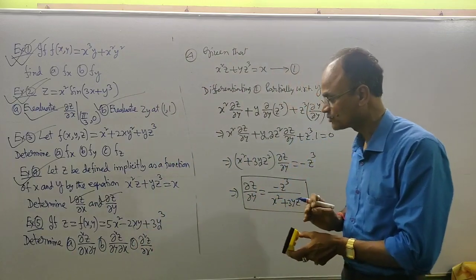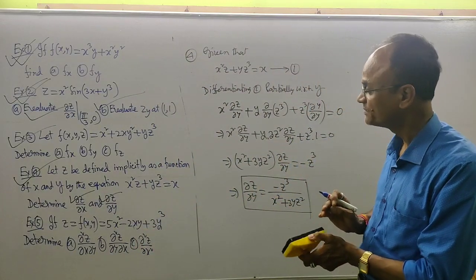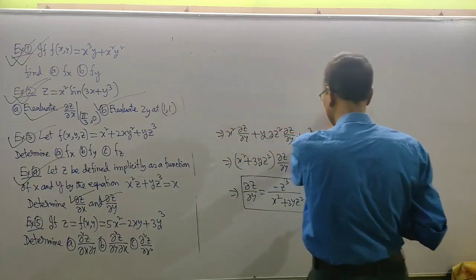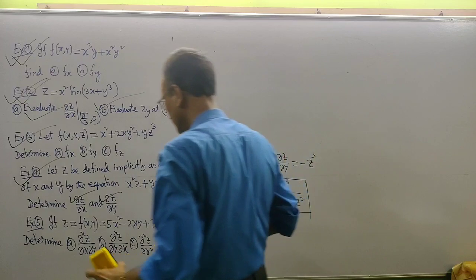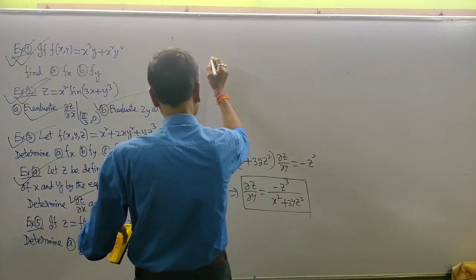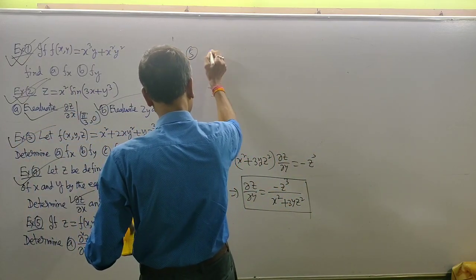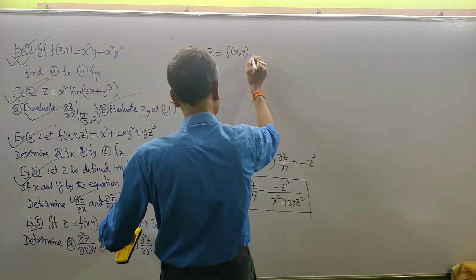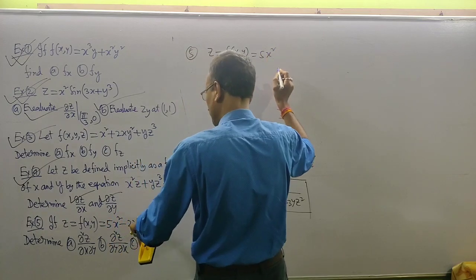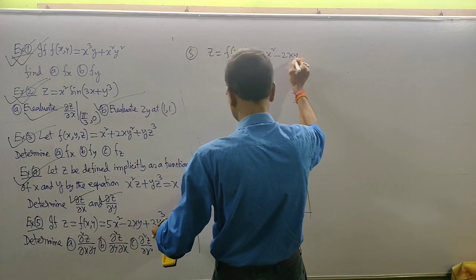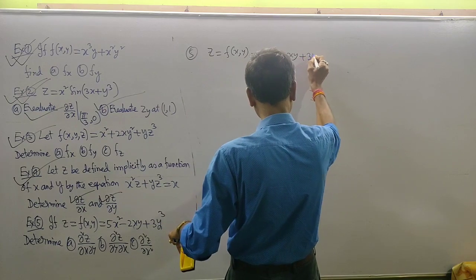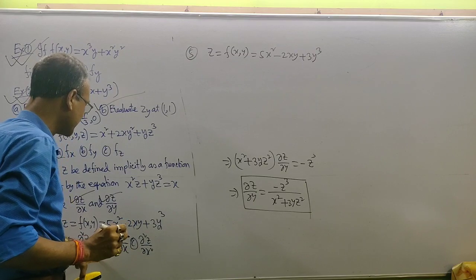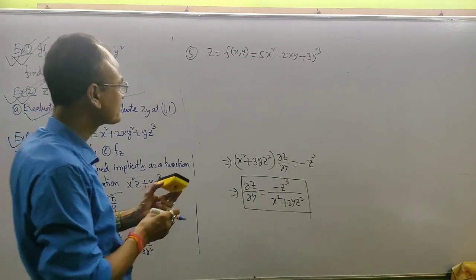Now come to the last question, question number 5. What is question number 5? z equals f of x y, equal to 5x square minus twice x y plus thrice y cube. You are to find del 2z by del x del y, and del 2z by del y del x.